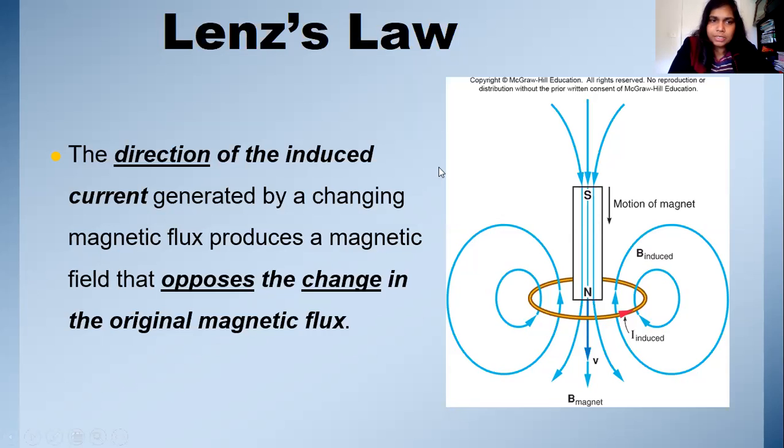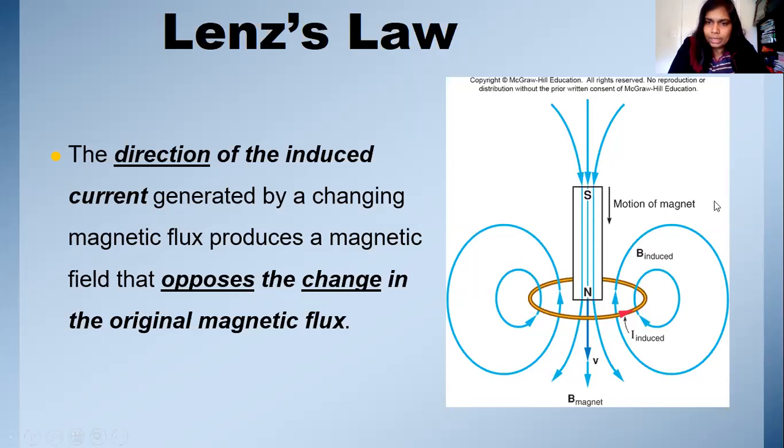So the induced current generated by the changing magnetic flux produces a magnetic field that opposes the change in the original magnetic flux. This is a natural principle. Here's a loop, and there's a magnet coming towards the coil, and the coil doesn't like it. The coil needs to stop that effect. Think about if someone pushes you, you want to get rid of that push, right? So you will act opposing that push. You will push it away, right?